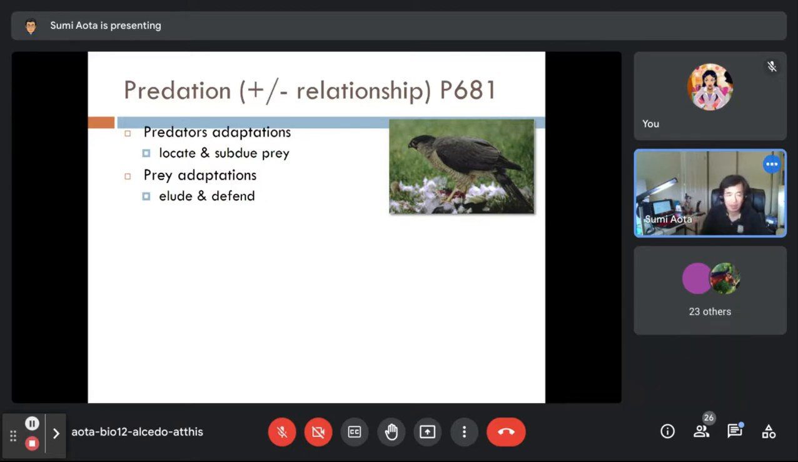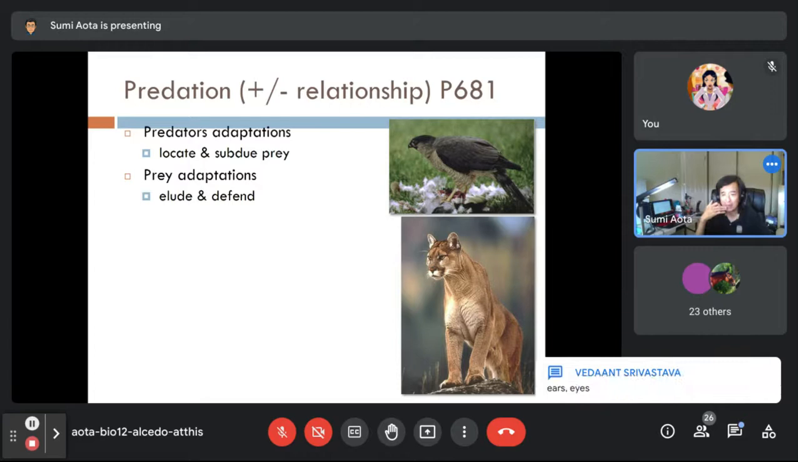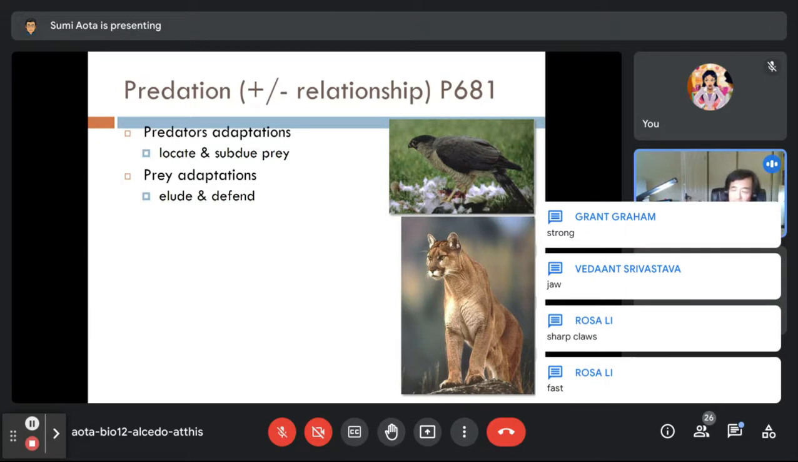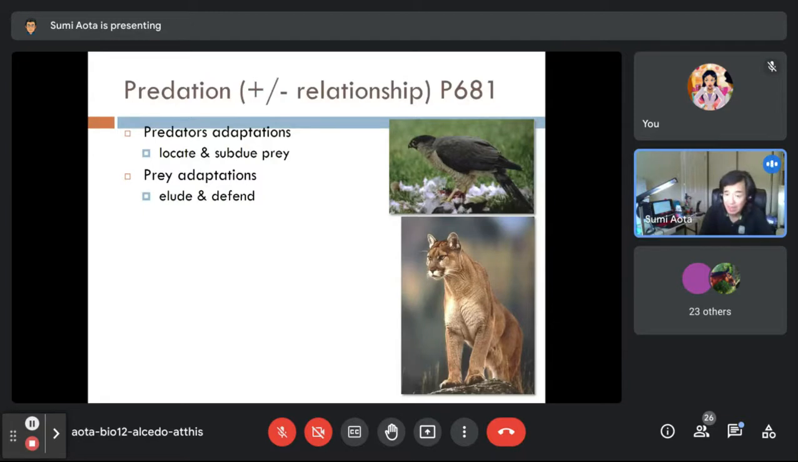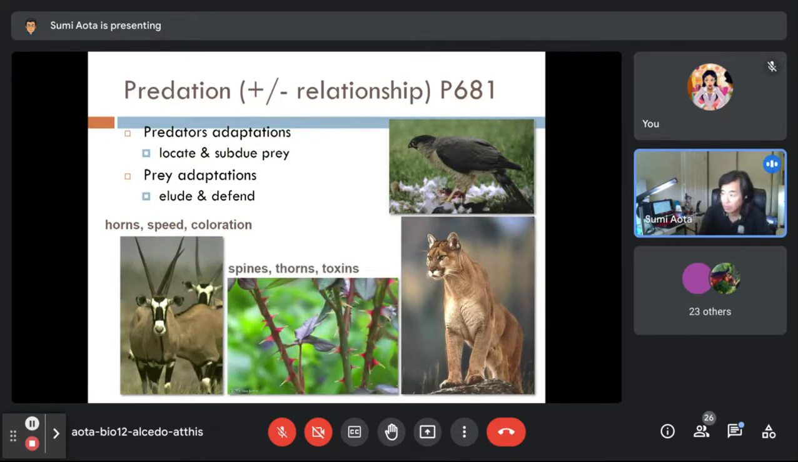Okay. Same thing with this predatory cat. If you look at this cougar, right, what adaptations assist it? Yeah. Sharp claws. It's probably got pretty long canines as well. Okay. But if you look at prey, they also have adaptations to elude and defend. Okay. So you've got these gazelle. They've got horns, speed, coloration, spines, thorns, and toxins, right?